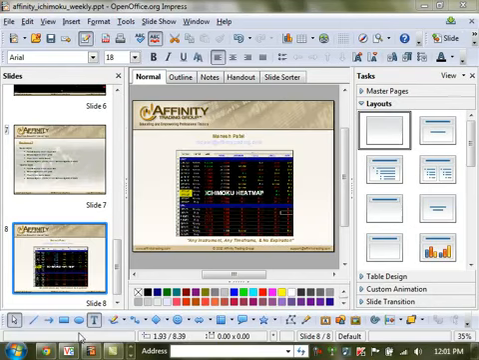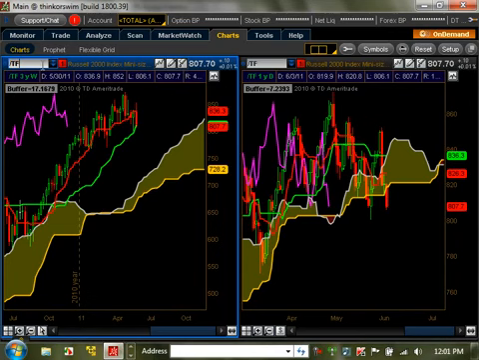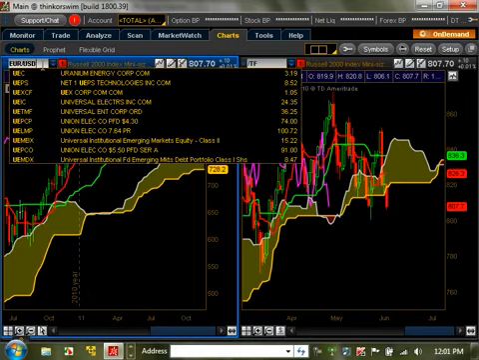Okay, so let's start going through all the major currency pairs and start evaluating them. Remember, on the left hand side is the weekly time frame. On the right hand side is basically the daily time frame.